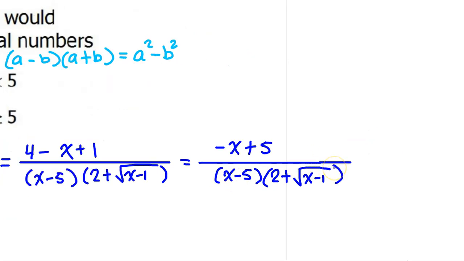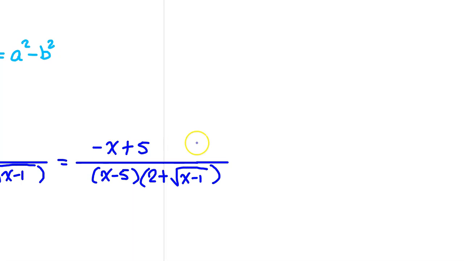So now we have this. When I have a negative leading coefficient, I like to factor out that negative sign. So on the next step, we will have negative x minus 5, like that.